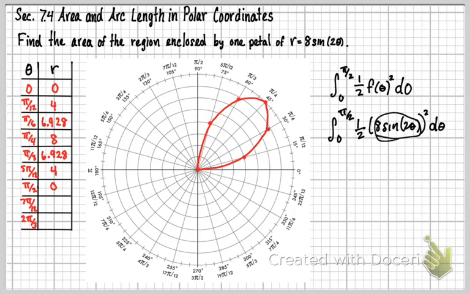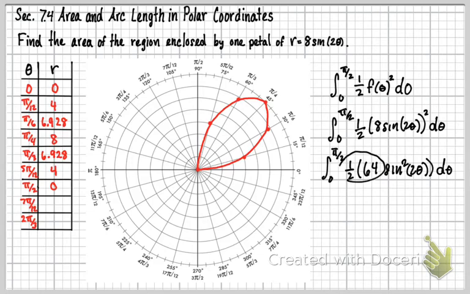When I square all this, I'm going to pull that 1/2 out. No, actually I'm not, because I'm able to multiply it in here. This is going to be 1/2, and in here I'm going to get 64 sine squared 2 theta d theta. Now I can see that I take 1/2 times 64, and that's going to be the integral from 0 to pi over 2 of 32 sine squared 2 theta d theta. And that's as far as I want to go with this one.